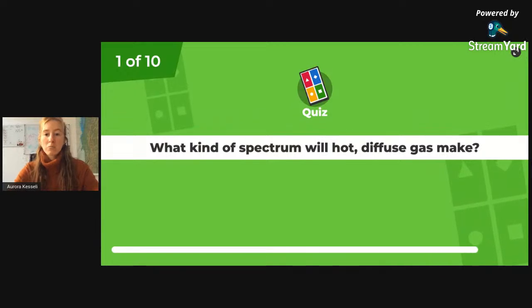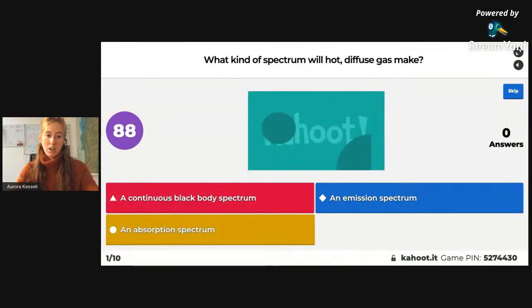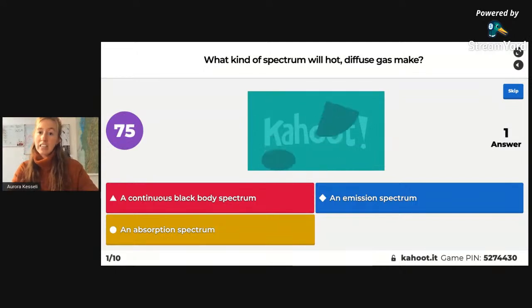What kind of spectrum will hot diffuse gas make? Will it make a continuous black body spectrum, an emission spectrum, or an absorption spectrum? And to clarify, by diffuse, I just mean optically thin, not dense.